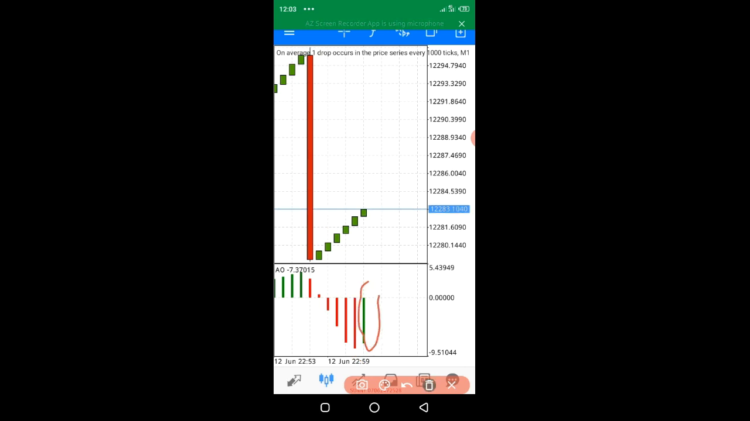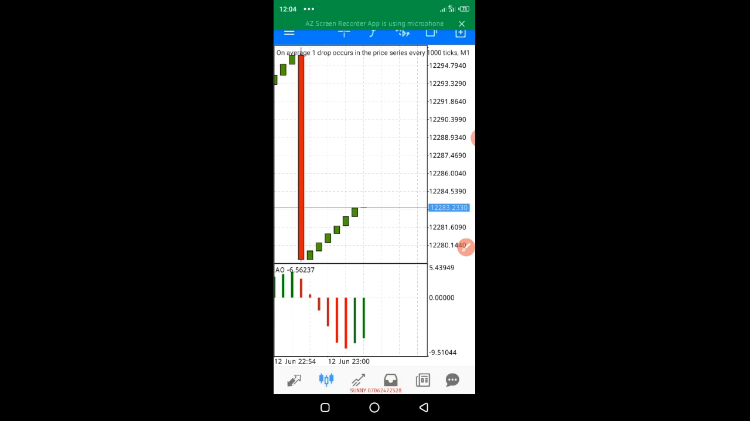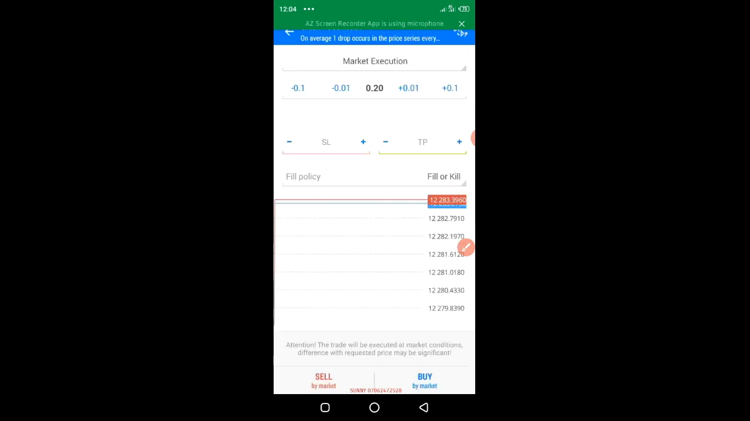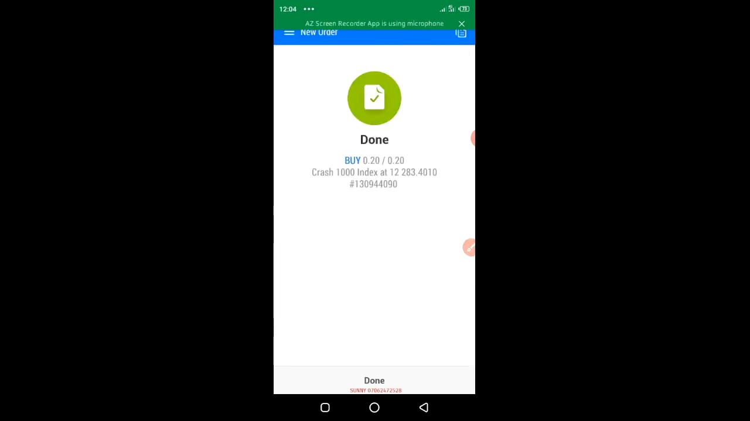The oscillator will be forming red at first, if the candles are forming. Immediately you see a green, it's a signal to buy. It means you should buy the market. So we are going to buy the market.